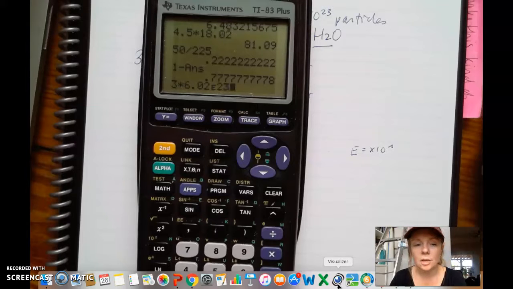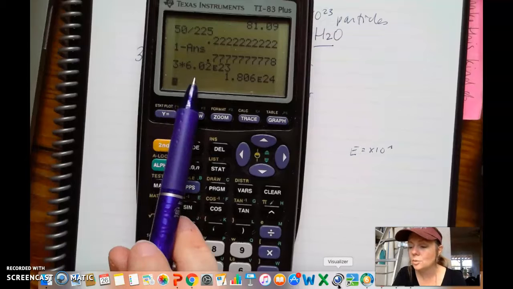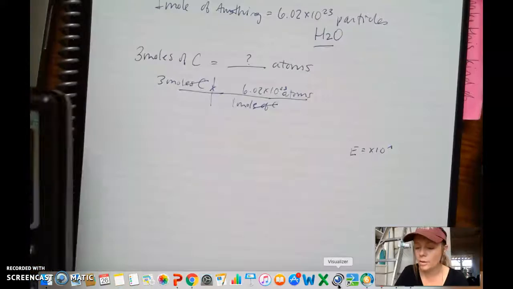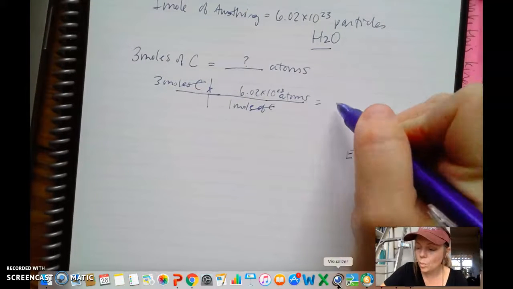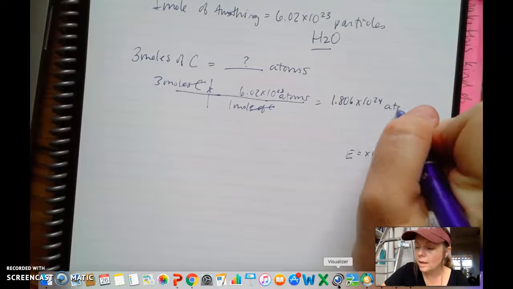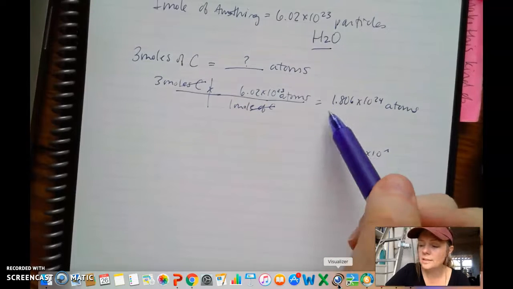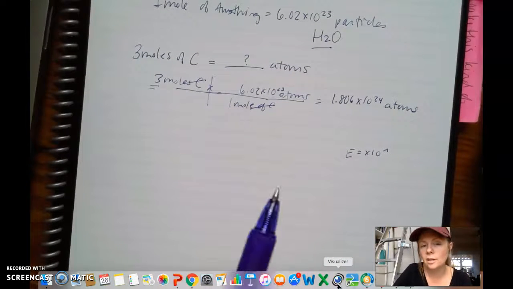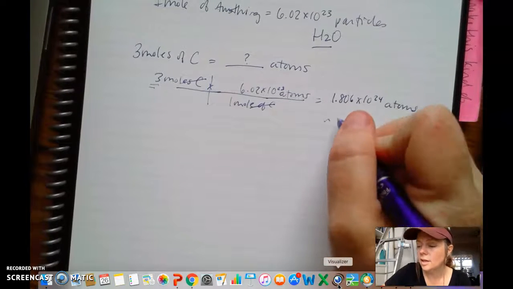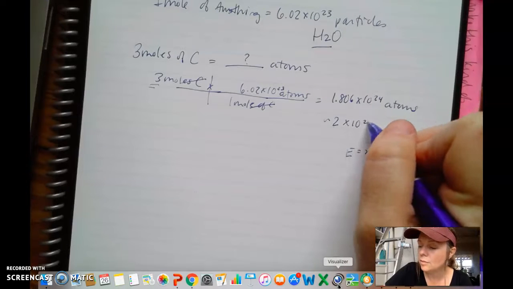So 6.02 times 10 to the 23rd, and you're going to get, well, 3 times 6 is 18. So you would get 18 times 10 to the 23rd, which is the same as 1.8 times 10 to the 24th. So 1.806 times 10 to the 24th atoms. If we look at this, we only know one significant figure in our original number. We really should round this off to just one significant figure in our answer, and that'd be all the way to 2 times 10 to the 24th atoms.